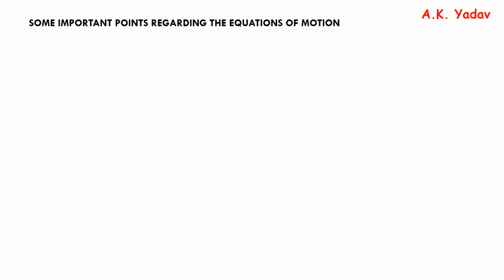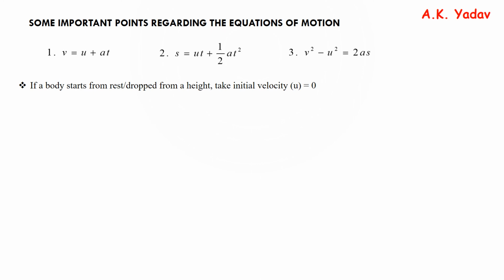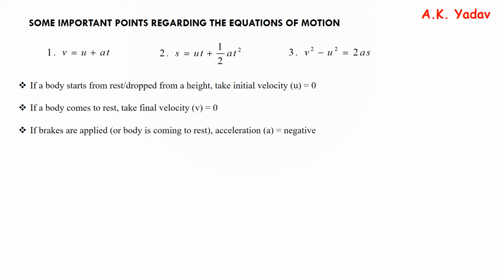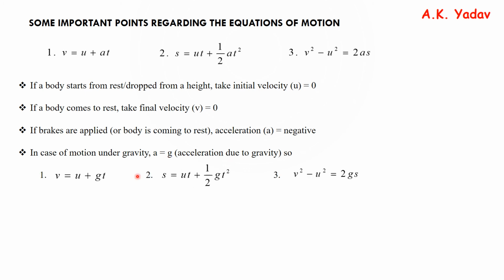Now there are some important points regarding the equations of motion. If a body starts from rest or it is dropped from a height, take the initial velocity u equals 0. If a body comes to rest, take final velocity v equals 0. If brakes are applied or the body is coming to rest, then acceleration is negative. In case of motion under gravity, a equals g, which is acceleration due to gravity. So the equations change to v equals u plus gt, s equals ut plus half gt square, and v square minus u square equals 2as.